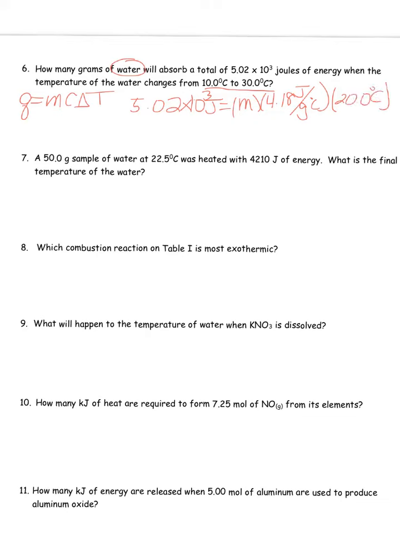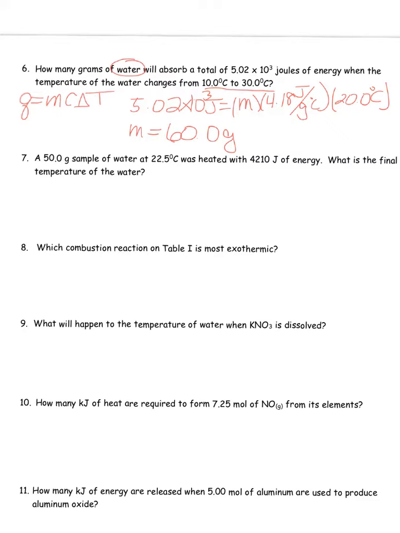When we do the algebra and we solve for m, essentially taking 5.02 times 10 to the third divided by 4.18 divided by 20.0, we're going to get a mass equal to 60.0 grams.